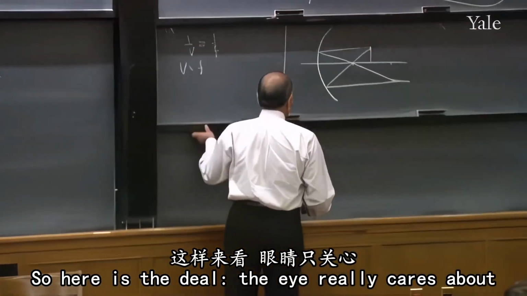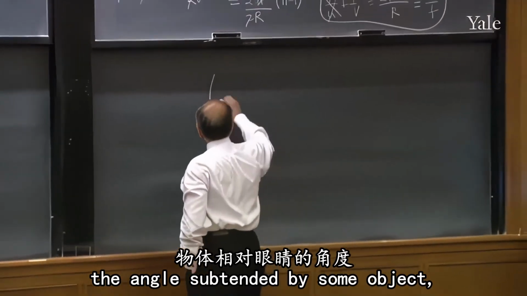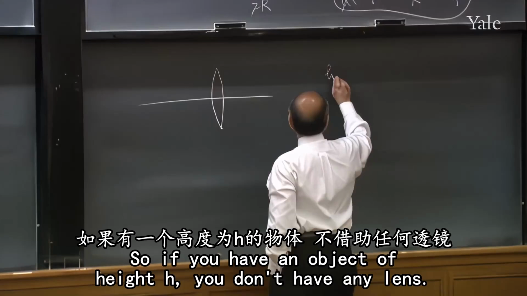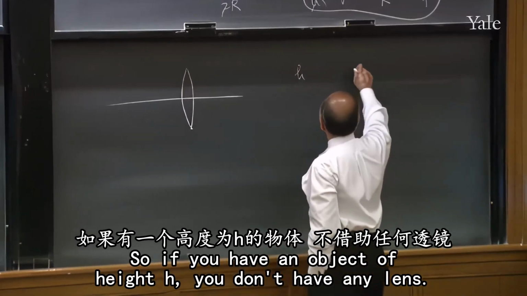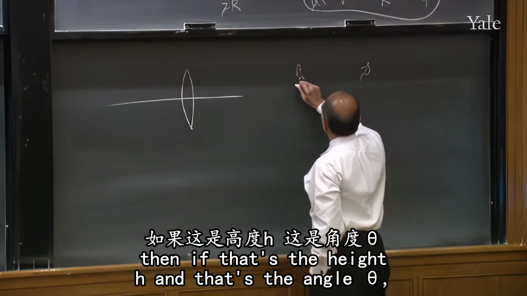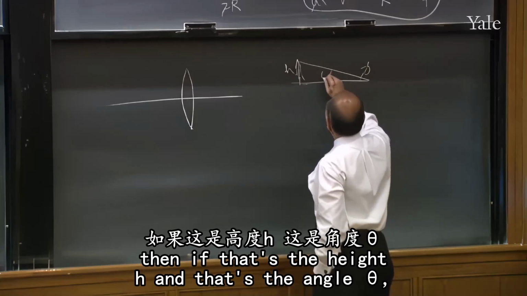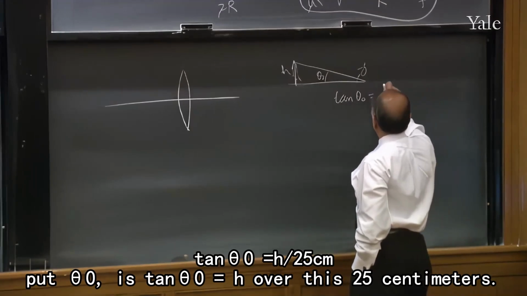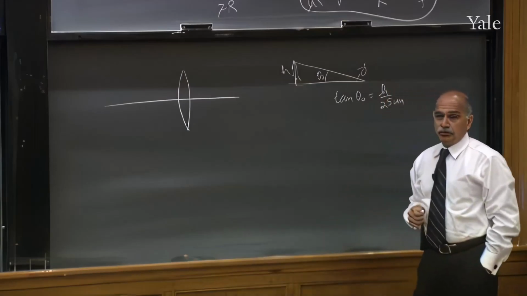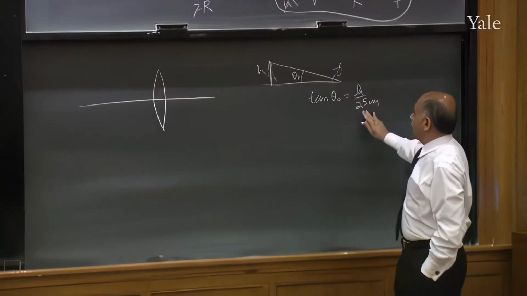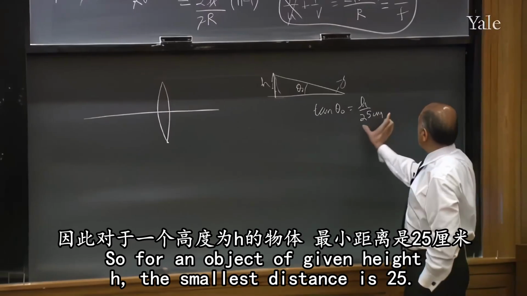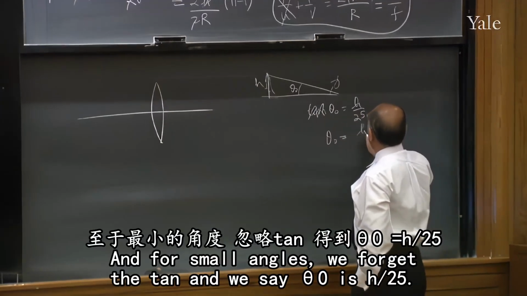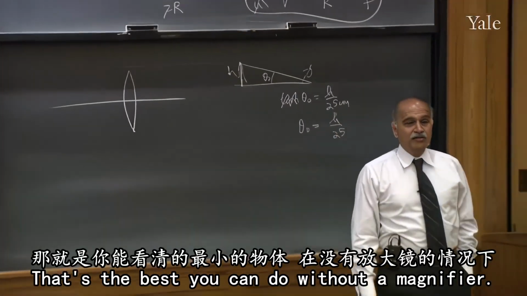So here is the deal. The eye really cares about the angle subtended by some object, but there is a limit to how close you can bring it. So if you have an object of height h, and you don't have any lens, you just have your eye and you're looking at it, then if that's the height h, and that's the angle theta, the best you can do for theta naught is tan theta naught equal to h over this 25 centimeters. If you can come to 15 centimeters, theta naught will be even bigger, but you cannot. So for an object of given height h, the smallest distance is 25, the biggest angle is tan theta equals h over 25, and for small angles, we forget the tan, and we say theta naught is h over 25. That's the best you can do without a magnifier.